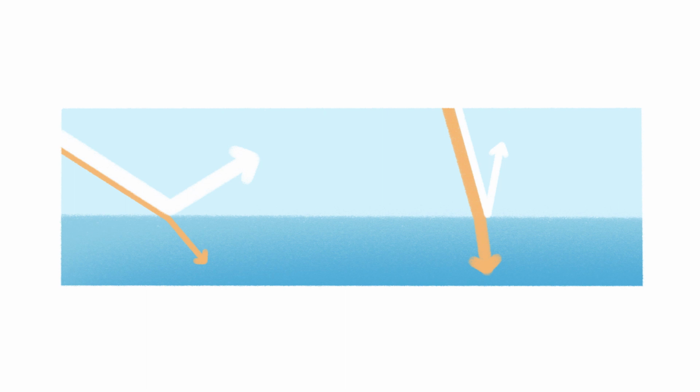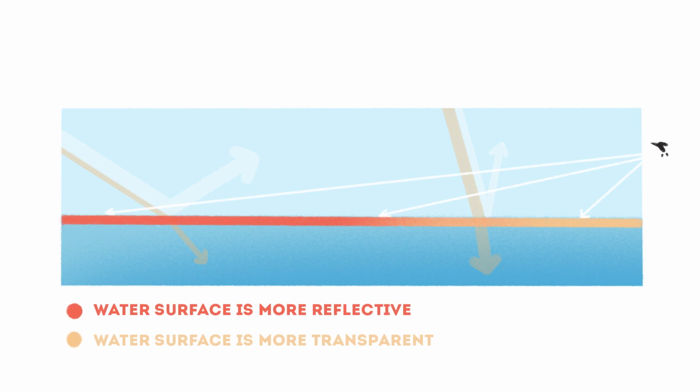In usual daylight, the surface of water will look something like this. Up close, we'll be looking at the water surface from a right angle, so the surface will be pretty transparent. But as we look further away, the water will look more and more like a mirror.